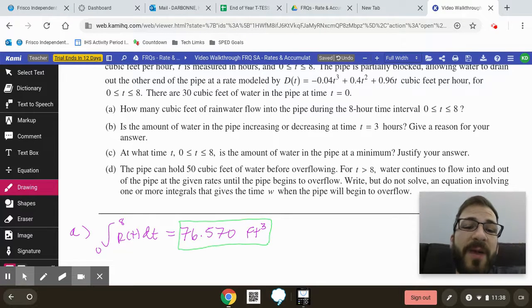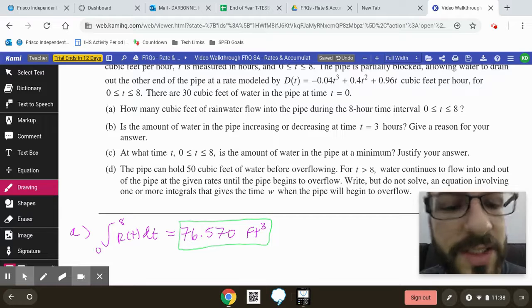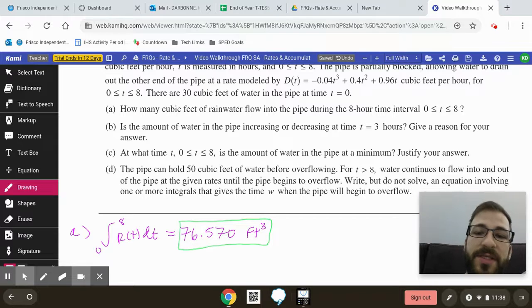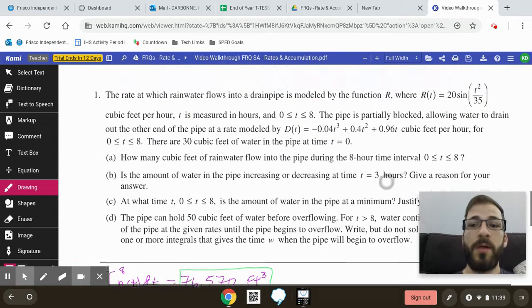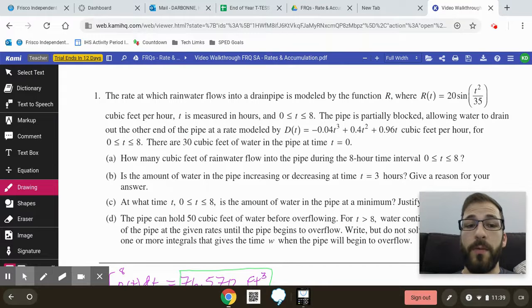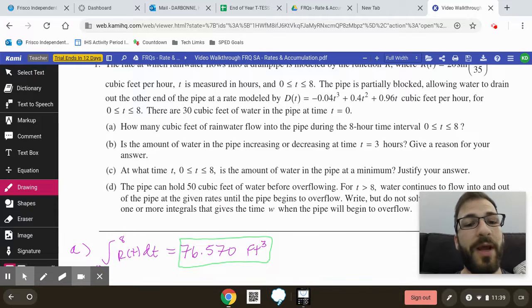All right, B: is the amount of water in the pipe increasing or decreasing at time t equals 3 hours? And give a reason for your answer. So the amount of the water in the pipe is going to be dependent on two things. It's going to be dependent on R of t, rainwater flowing in, and it's going to be dependent on D of t, rainwater flowing out. I'm also talking about the exact amount, so I am going to include that 30 cubic feet of water in the pipe at time t equals 0.